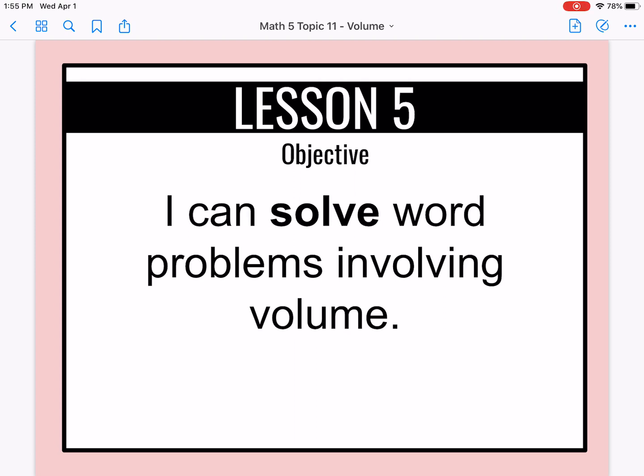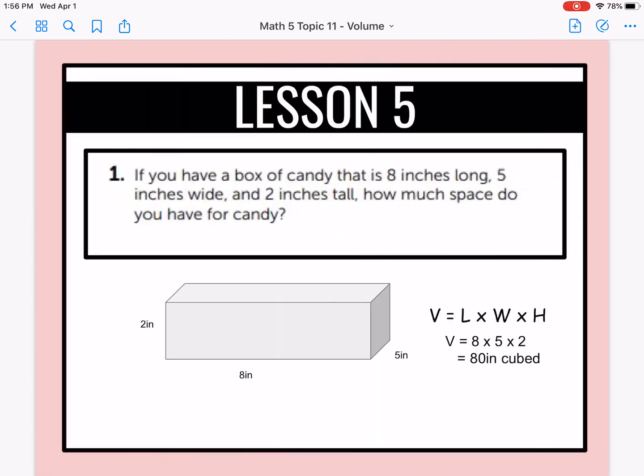These are not very difficult. All you have to do, I would suggest, is draw your figure and label it. That'll make your word problems much easier. Okay, so if you have a box of candy that is 8 inches long, 5 inches wide, and 2 inches tall, how much space do you have for candy?